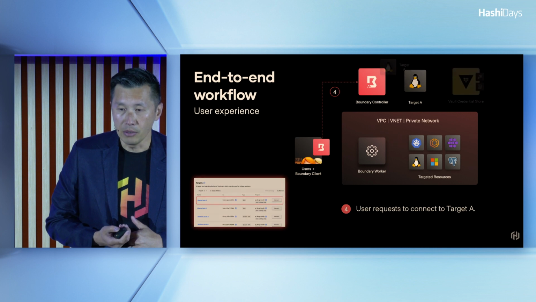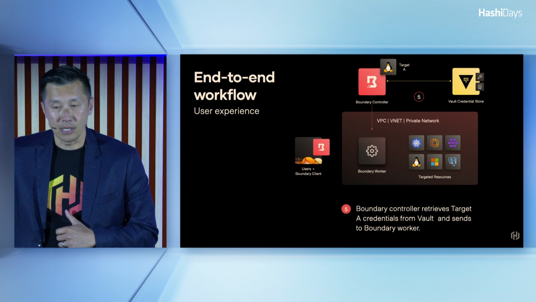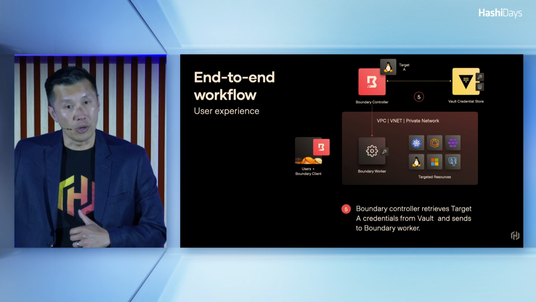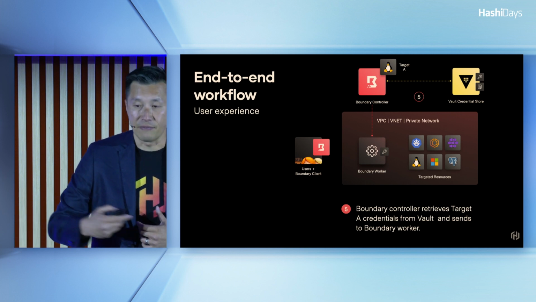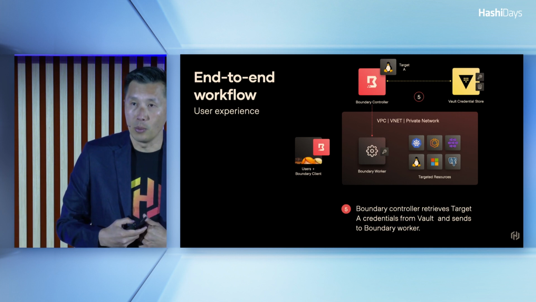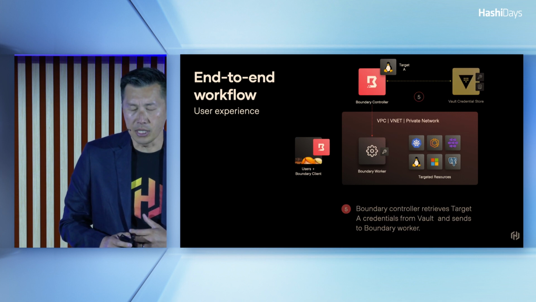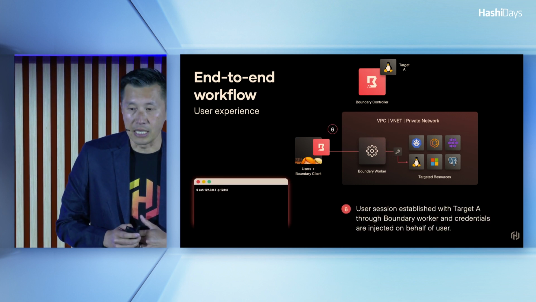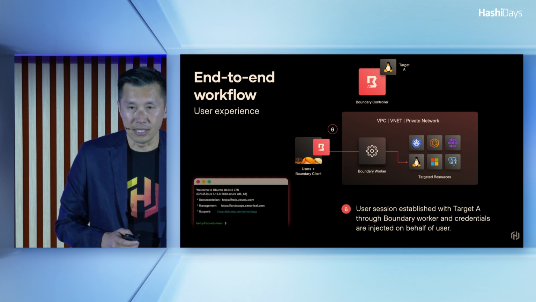And in the background, again, what happens is Boundary communicates with Vault and says, hey, can I get the credentials, or can you generate just-in-time credentials for this one user, for this one machine? Credentials are sent from Vault to Boundary, all the way down to the worker, and now it's on the data plane. And the very last part is the client itself connects into the target using SSH.